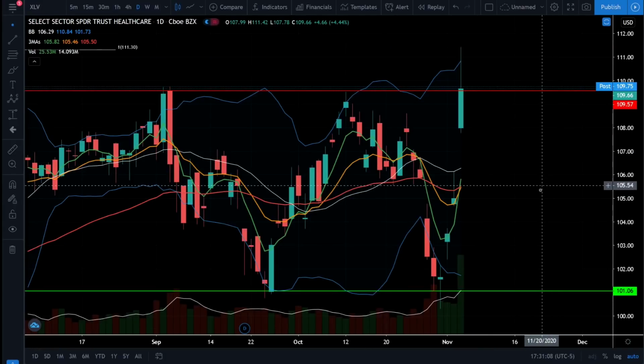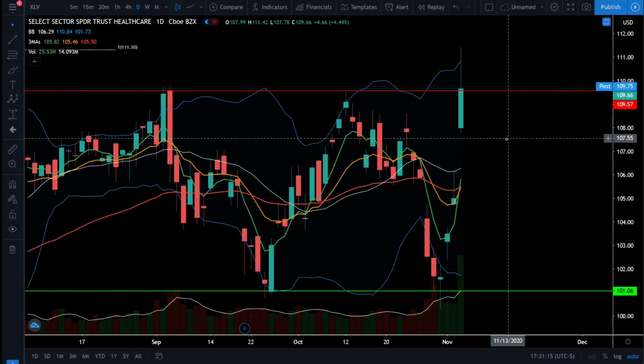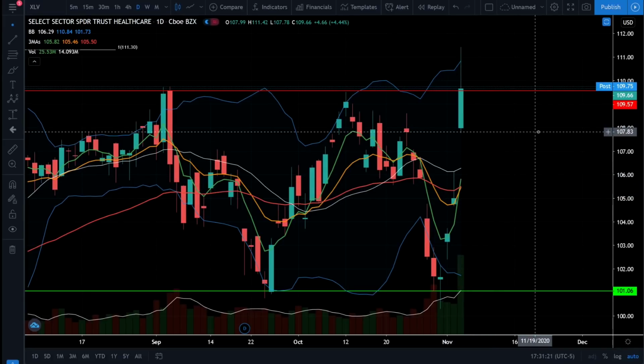Next up is healthcare, and we see healthcare looking really bullish today with a huge gap up and closing just above our resistance level, which is our previous high. So the trend on healthcare is going back to the bull side, and we're getting very bullish price action. So healthcare looks like it's also going back into a bull market.